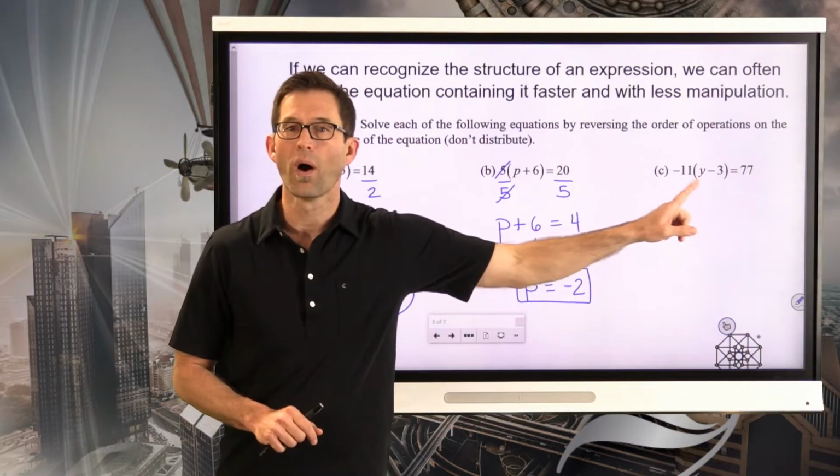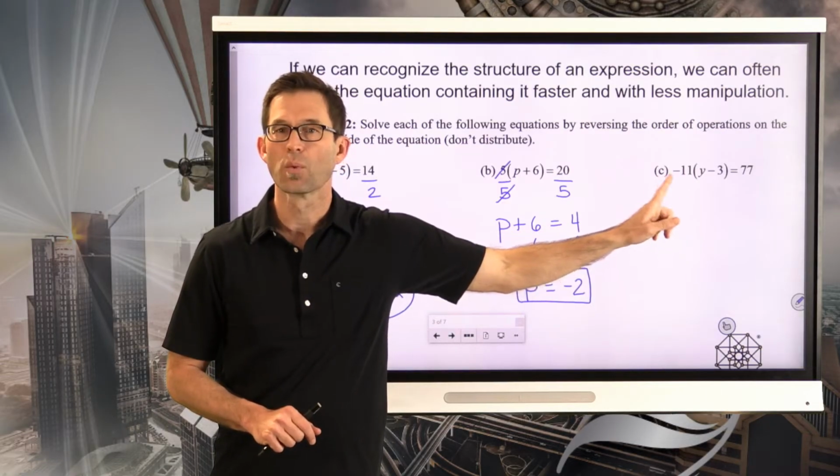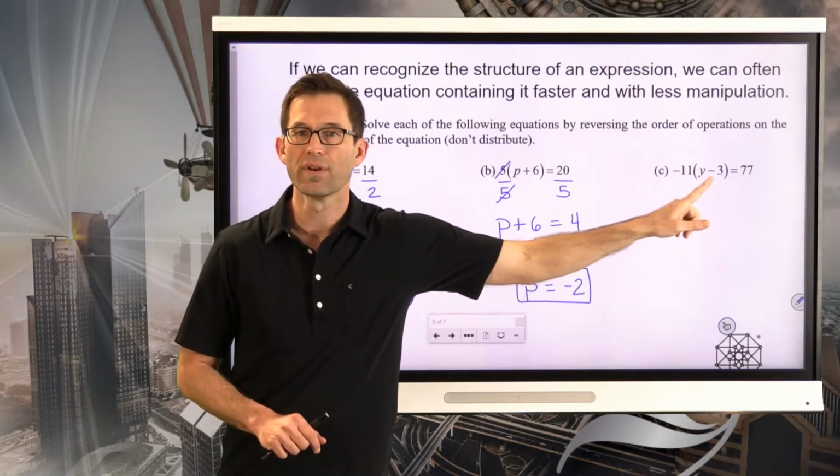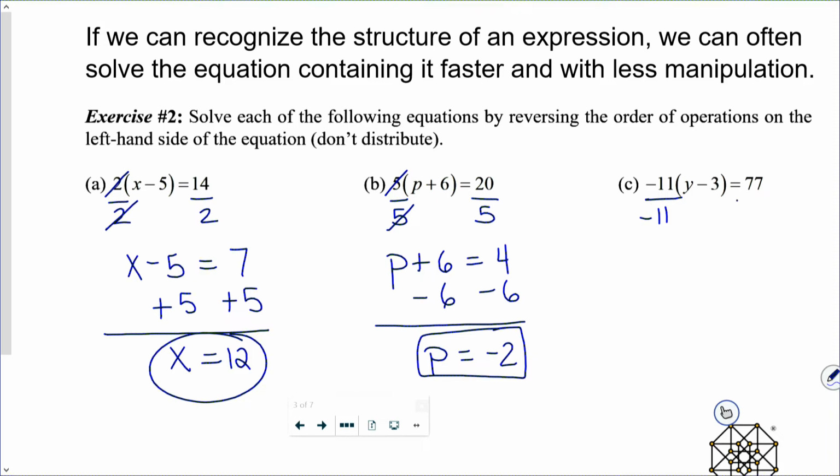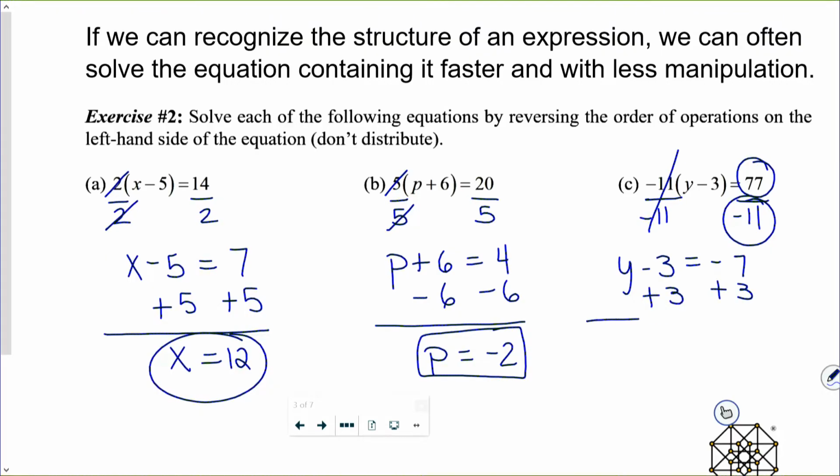Okay? Likewise, letter C, right? We're subtracting 3 from y, then we're multiplying by negative 11. So we're going to undo that by first dividing by negative 11 and then adding 3. All right, so let's divide by negative 11. Okay, those cancel, leaving me with y minus 3 on the left-hand side. Be careful here. Positive 77 divided by negative 11 will be negative 7. Then I'm going to add 3 to both sides. All right, those two cancel. Negative 7 and positive 3 leave me with y equals negative 4.